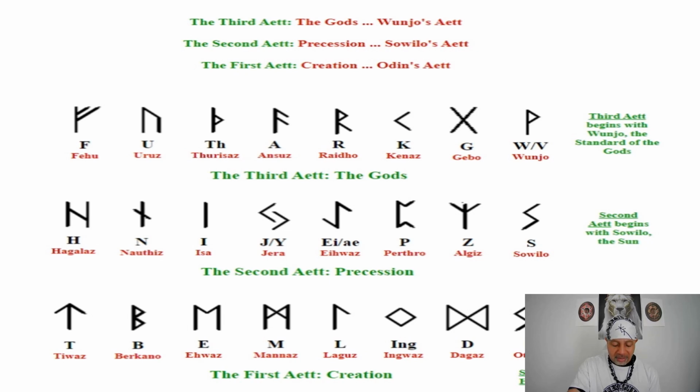Eihwaz, E-I-H-W-A-Z, literally referring to a yew tree, and thereby reminding us that the tree of life represents the cycle of life and death, the death of the old age of the zodiac, and the birth of a new age. Fascinating.